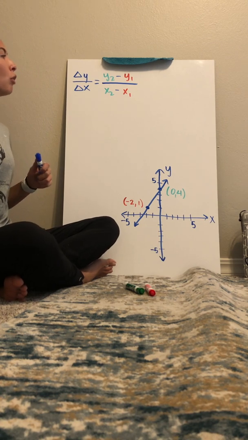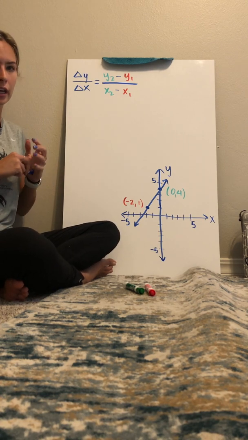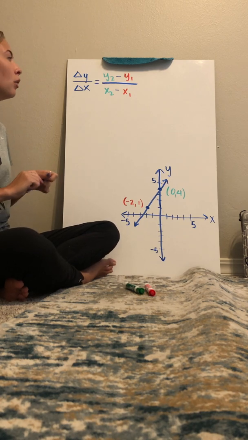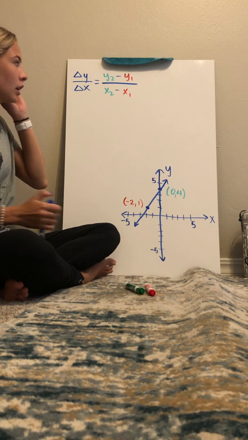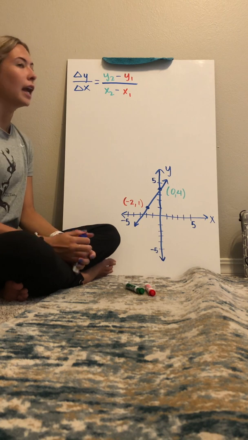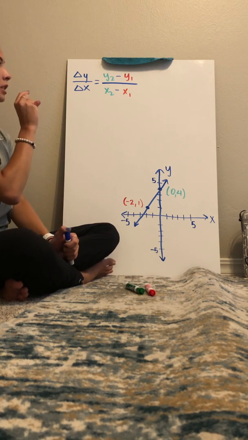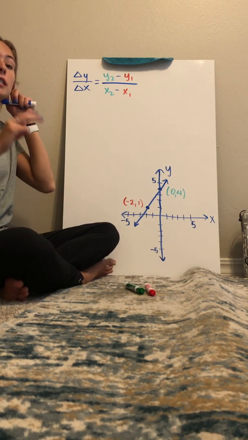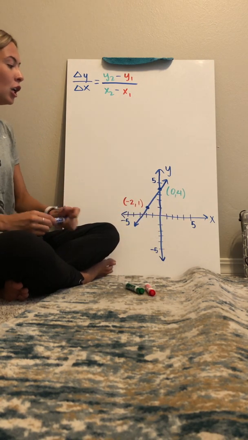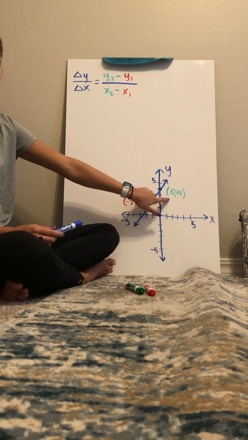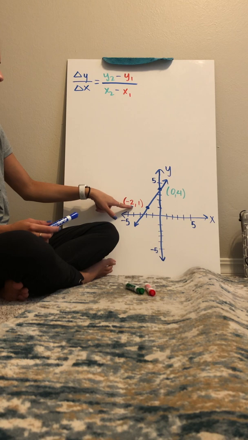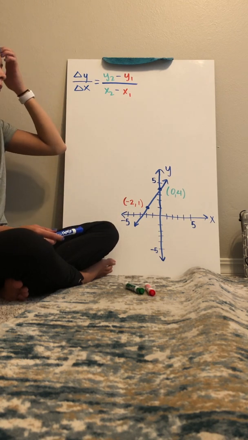So the slope formula is delta y over delta x, or the change in y's over the change in x. So it's y2 minus y1 over x2 minus x1. And all that means is x2 and y2, that's our second point, which in this case I wrote in green here and in green here. So our second point is (0, 4), and y1, x1 is our point right here, which is in red.